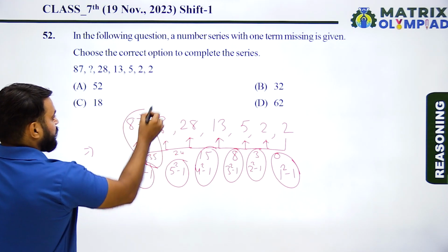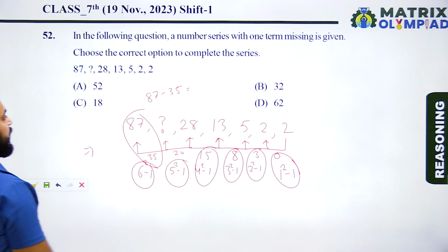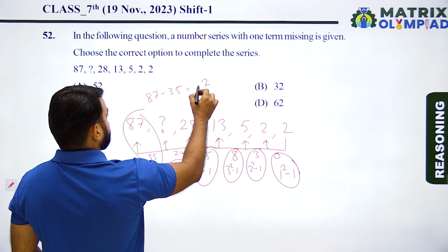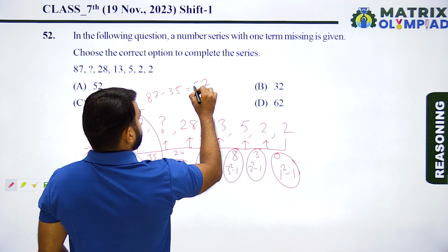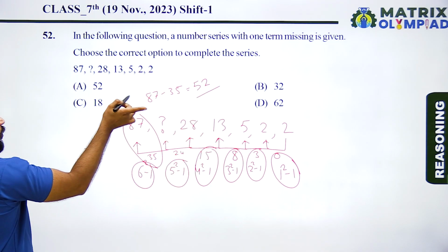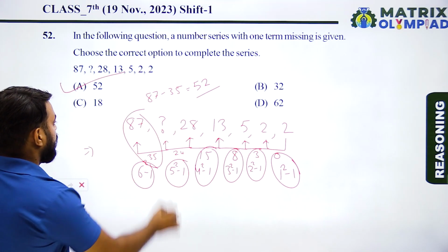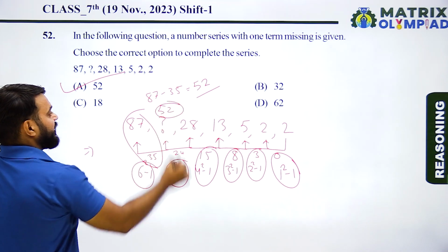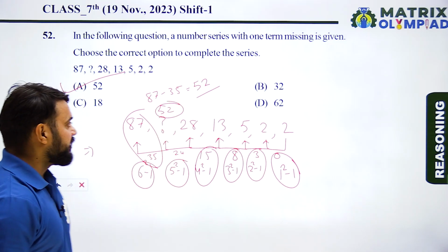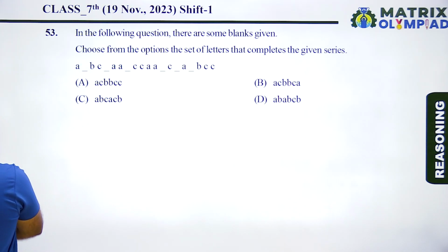So here 87 minus 35 means 52. So here option A is the correct answer of this question. 52 is the missing term of this series. So let's move on to the next question, question number 53.